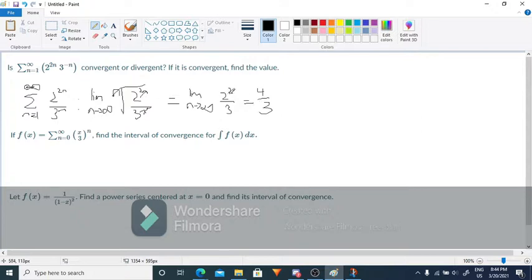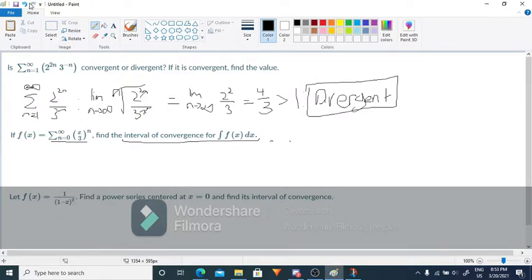Now, as I talked about before, with the root test, if you get a limit that's greater than 1, which this is greater than 1, then we know it's divergent. Divergent. Sorry for my awful writing. But this problem is divergent.